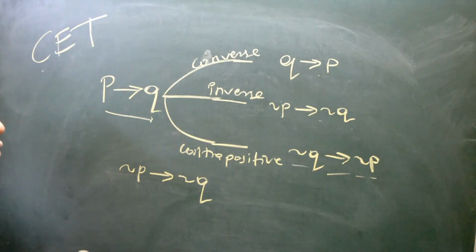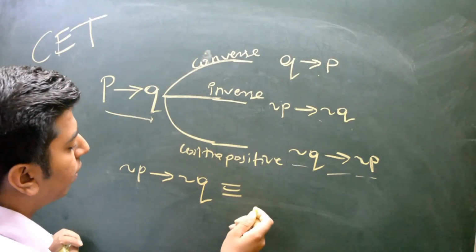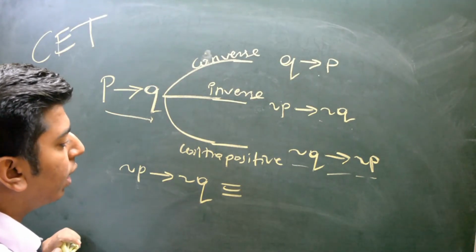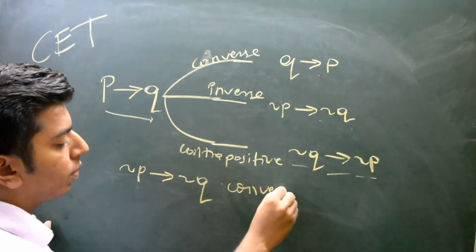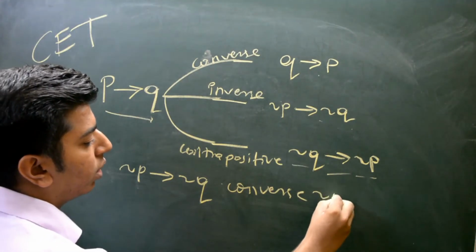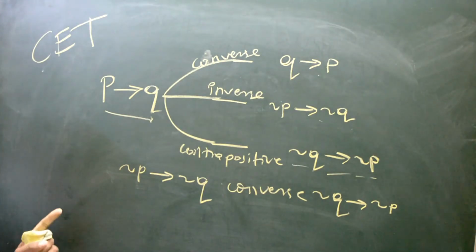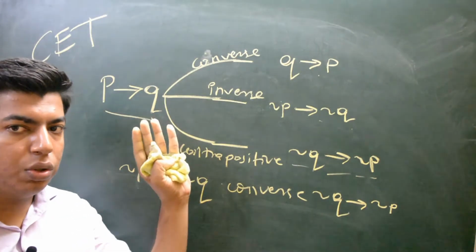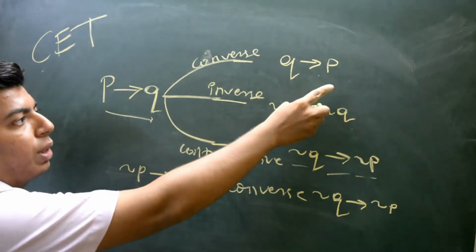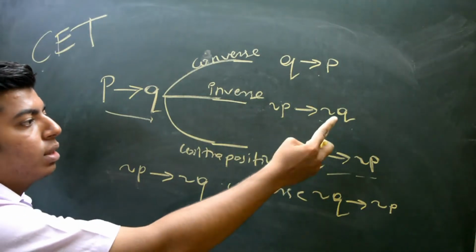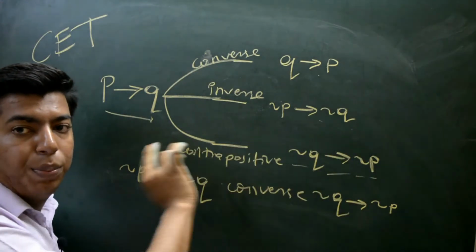Then you have to just remember that you have to rotate them, and the converse of this will be negation Q implies negation P. Kind of stuff like this you have to remember. So you have to remember these three things: converse Q implies P, inverse negation P implies negation Q, and contrapositive negation Q implies negation P.